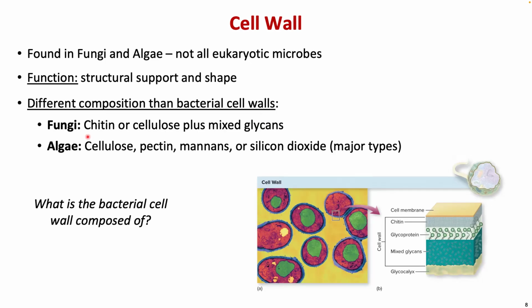In fungi, it's made up of cellulose plus mixed glycans, and in algae, it's made up of cellulose, pectin, or silicon and silicon dioxide. These are basically the major types that we can find. But in your own knowledge, what is the bacterial cell wall composed of? You've already discussed that, so you can make notes of this and test yourself.